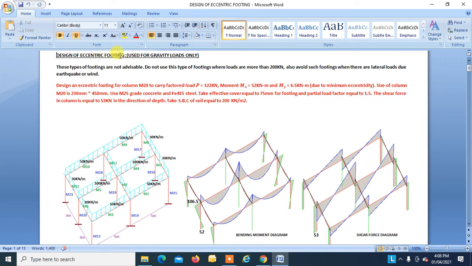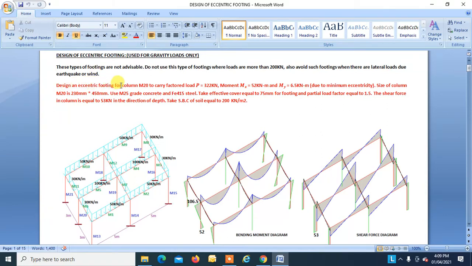Design of eccentric footing used for gravity loads only. This type of footing is not advisable. Do not use this type of footing where loads are more than 200 kN. Also avoid such footings when there are lateral loads due to earthquake and wind.